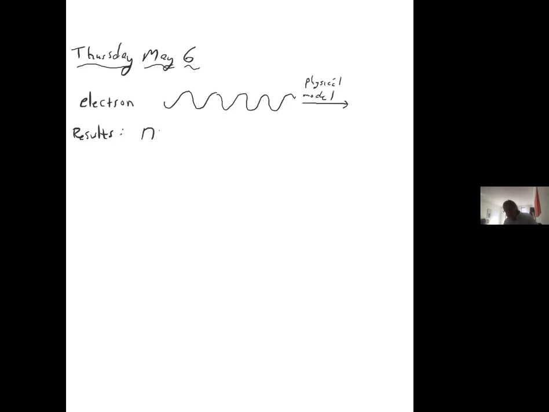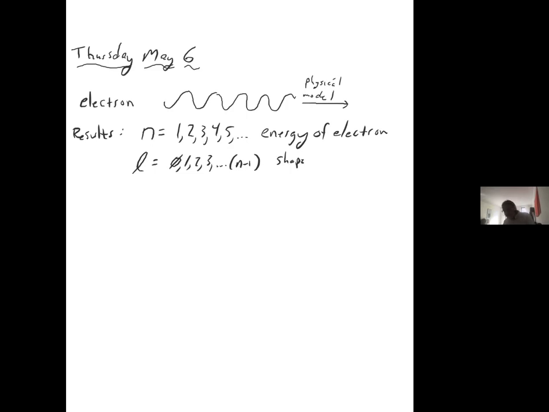So the first one is n. It can go as high as you want, and this essentially gives you the energy of the electron, just like Bohr said. And then you get this L, which can be 0, 1, 2, 3, all the way up to n minus 1. And this gives you the shape of what we call an orbital. Okay, so that's the space around the nucleus that this wave is occupying.